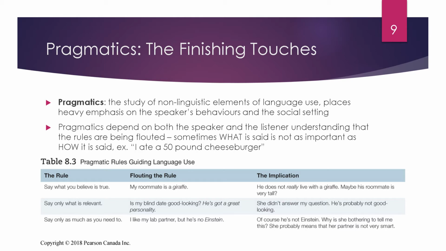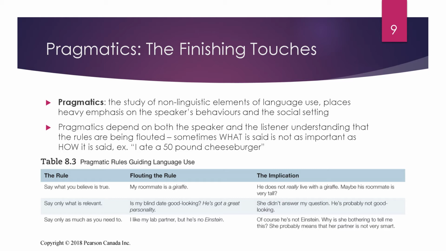So we break the rules by saying something that isn't really a true statement, but we're still able to understand what is meant by that statement. So pragmatics depends on both the speaker and the listener understanding that the rules are being flouted, that we're not following the traditional rules. And sometimes what is said is not as important as how it is said.